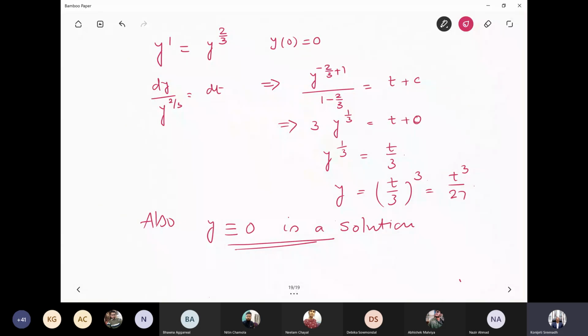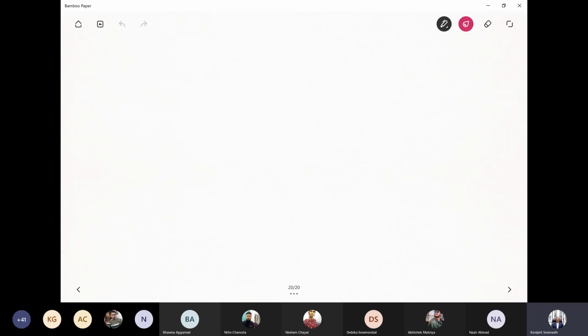And on the other hand, you see that y power 2 by 3 is not a Lipschitz function. This is not a Lipschitz function. Why is that? y power 2 by 3 is not Lipschitz around 0.